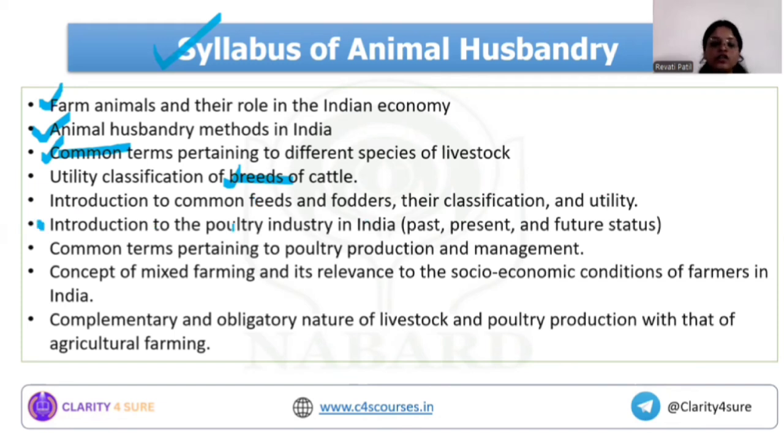Introduction to the poultry industry. Again, NABARD loves to ask questions on the poultry industry and other areas of poultry, like the common terms pertaining to poultry production and management. This is again important. Then the last two, the concept of mixed farming, and the complementary and obligatory nature of livestock and poultry. These two points are kind of important from the mains perspective. So this is the official syllabus which was released by NABARD in the last notification.